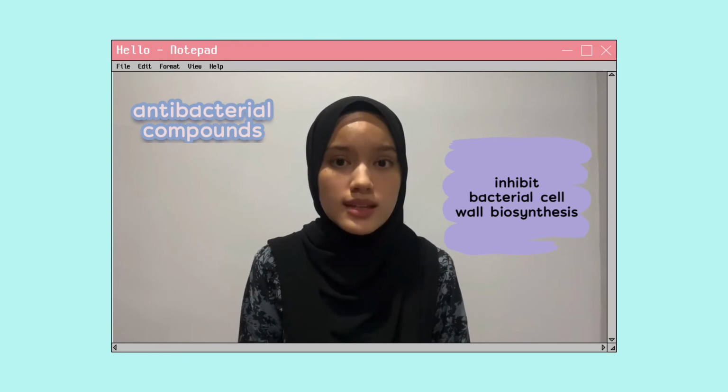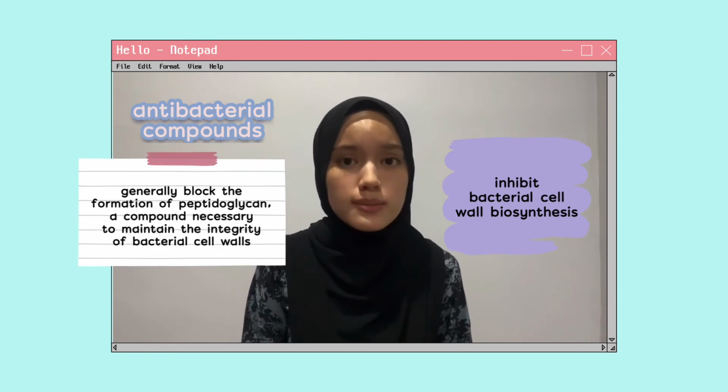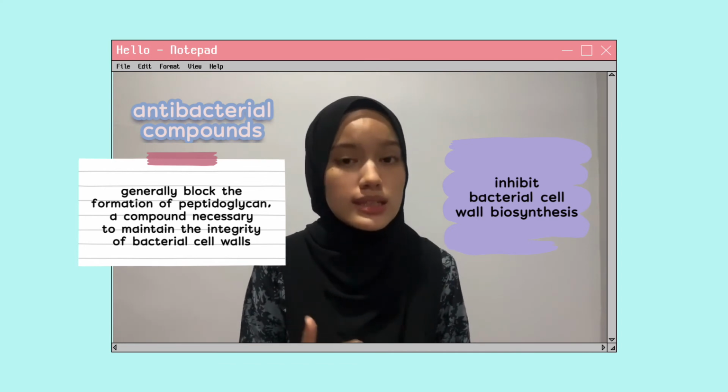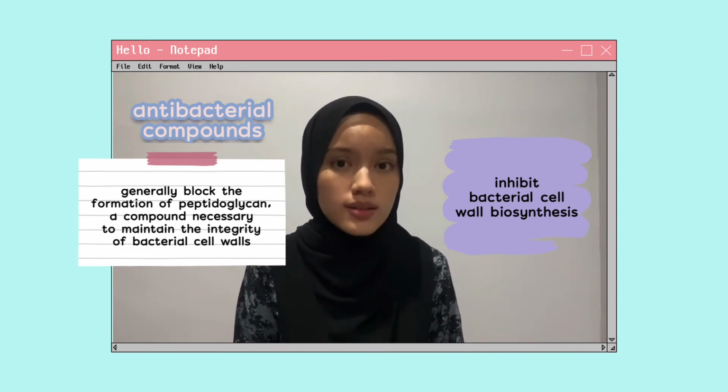Antibiotics that inhibit cell wall biosynthesis generally block the formation of peptidoglycan, which is a compound necessary to maintain the integrity of bacterial cell walls.